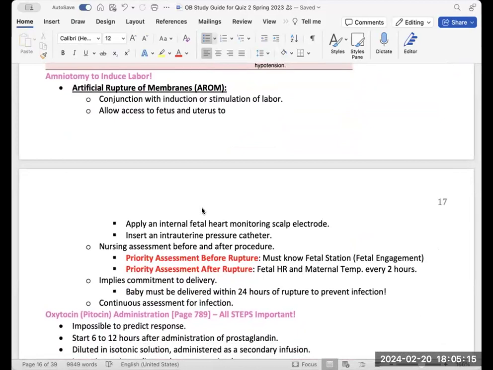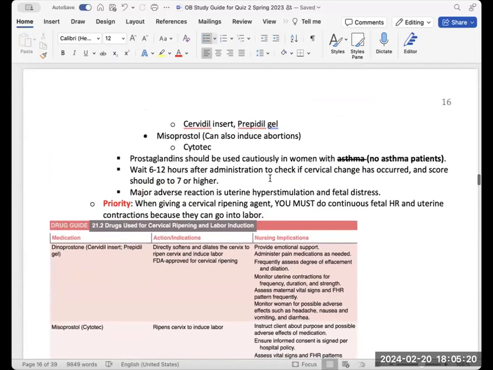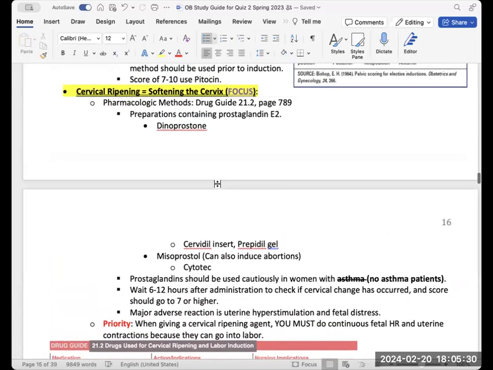So then we also have an amniotomy. Oh, I see a hand raised. Are there any questions? Yeah, I was wondering, when do you reassess? Is it after the 6 hours or the 12 when you give the cervical ripening? Anytime between 6 and 12. So after you give it, wait 6 to 12 hours, and somewhere between that time, check for cervical changes. If it's occurred, and the score goes up to 7 or higher, then we'll give them Pitocin.